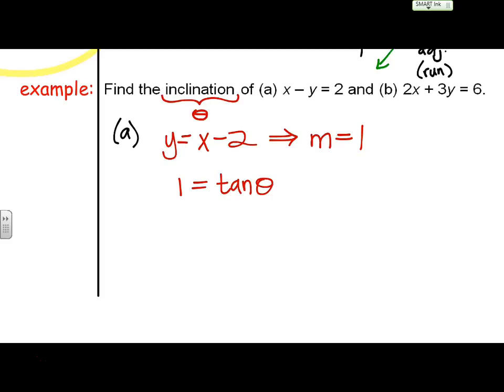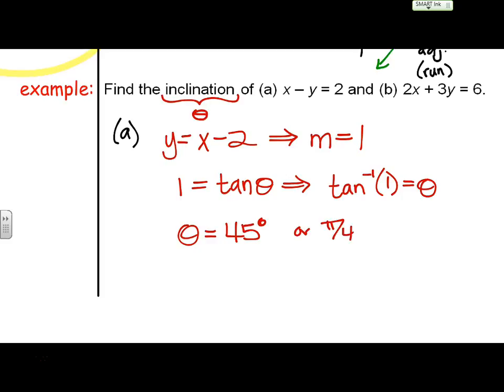Let's pretend this was a no calculator part. How do I solve for theta? Inverse tangent both sides. Using the table, the last row: square root of 3 over 3, 1. Hey, tangent is 1, but where? In the middle. Where's the middle? Pi over 4. So we could say theta is equal to 45 degrees or pi over 4.